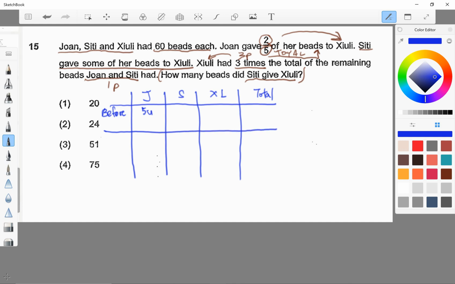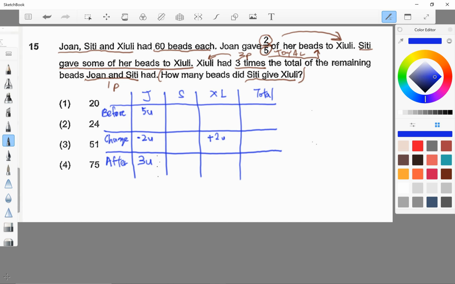Then based on the changes, Joan gave 2 units to Siu Li. So for Joan, minus 2 units, Siu Li received the 2 units that belong to Joan. And it said that Siti gave some bits to Siu Li as well, alright? But as of now, we do not know what's going on. We just leave it blank for now. So before, change, after. And in the end, Joan is left with 3 units of bits.